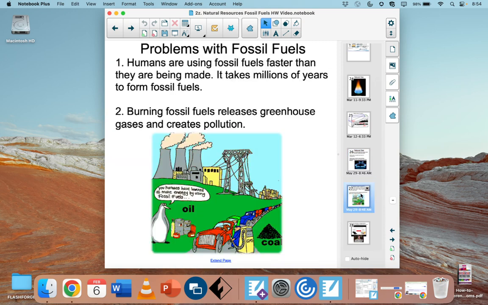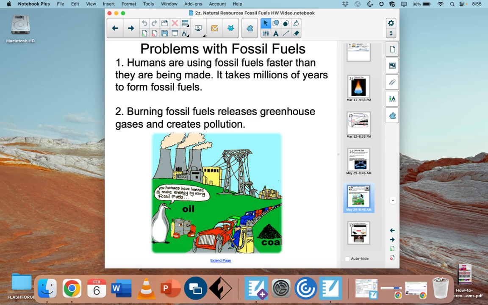All right, there are two problems with using fossil fuels: oil, coal, and natural gas. Humans are using it faster than the earth is creating it. It takes millions of years to form fossil fuels. So the fact that it is a non-renewable resource makes it an issue. It's problematic. Once we take all of the coal, oil, and natural gas out of the ground, a couple hundred years from now, there ain't going to be any left. And then what are we going to put inside of our cars? So that's going to be an issue down the road.